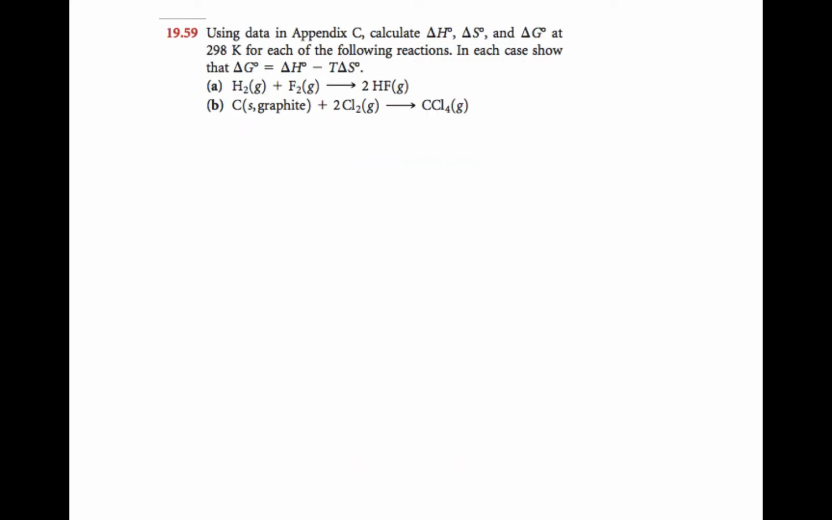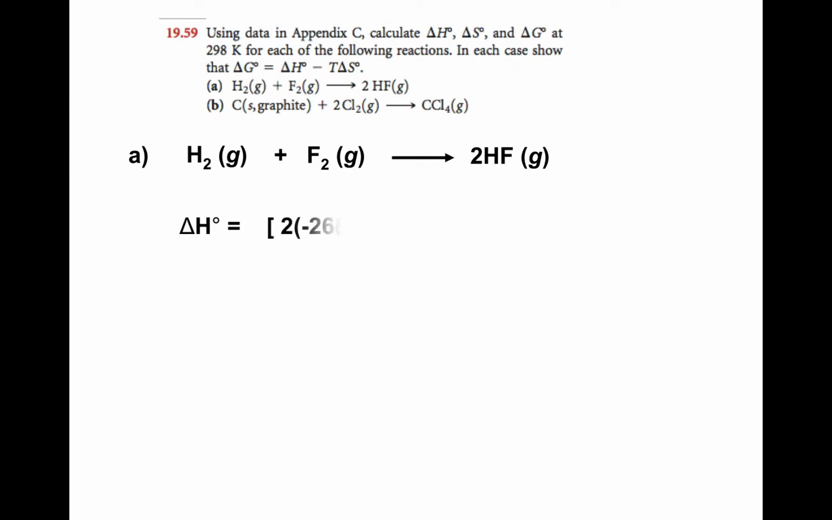Using the data in Appendix C, calculate delta H, delta S, delta G at 298 Kelvin for each of the following reactions. In each case, show that delta G is equal to delta H minus T delta S. So we can look up on the table the delta H's of formation for the reactants and the products. Elements, of course, are 0. So we look up the delta H of formation of hydrogen fluoride, multiplied by 2, and that's the delta H, or the enthalpy change in kilojoules.